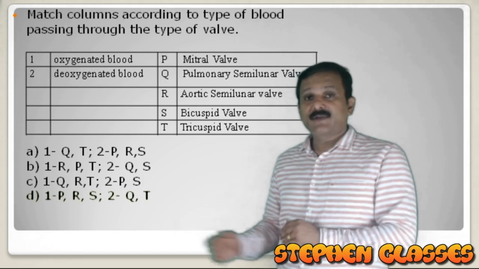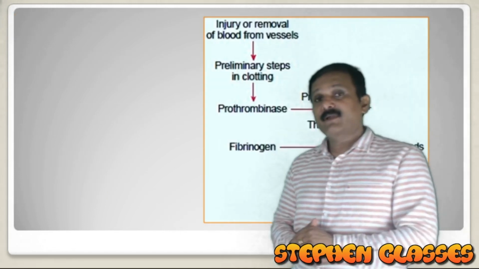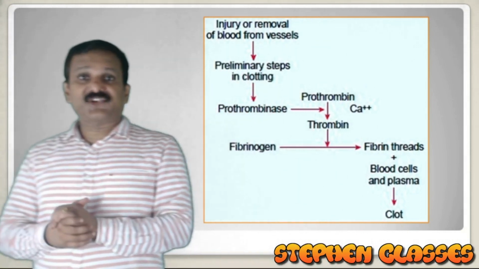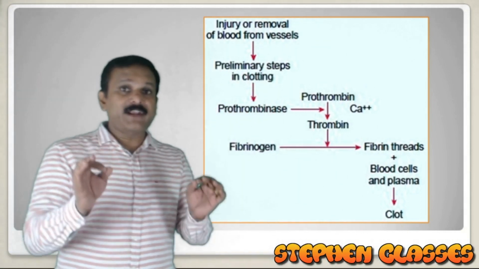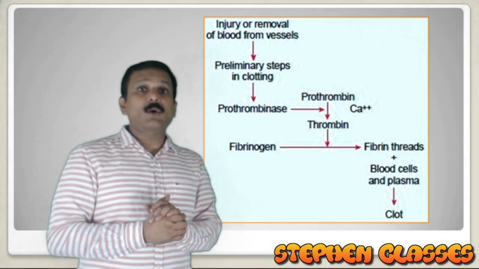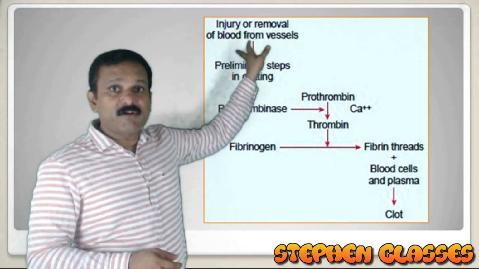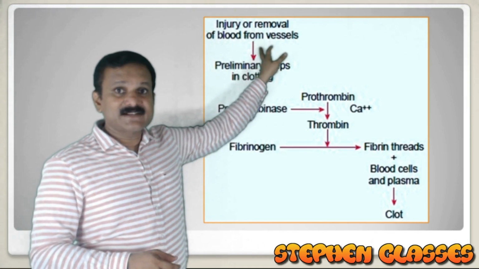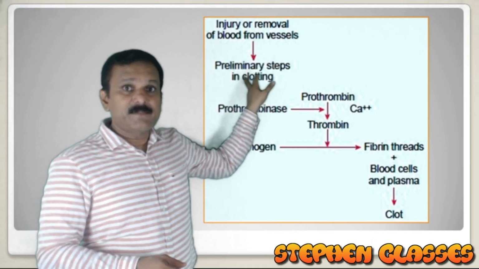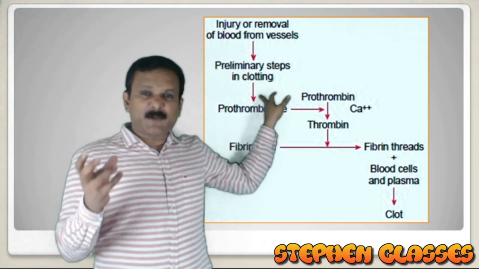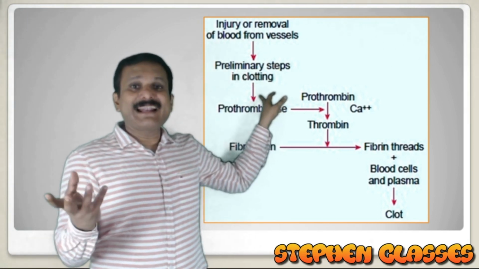So we move to our next question now. It is on blood coagulation, on blood clotting. The process of blood clotting initiates when there is an injury or removal of blood from vessels. The preliminary steps in clotting happen when there is rupturing of the platelets.